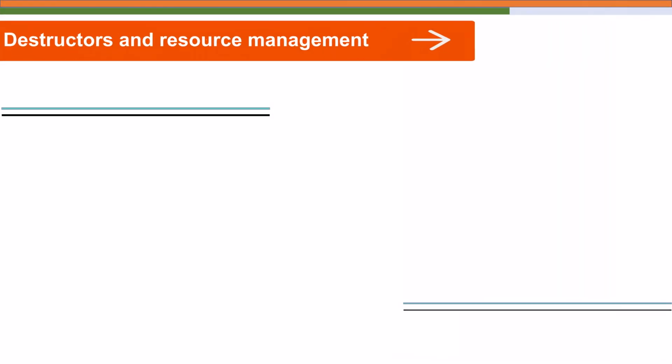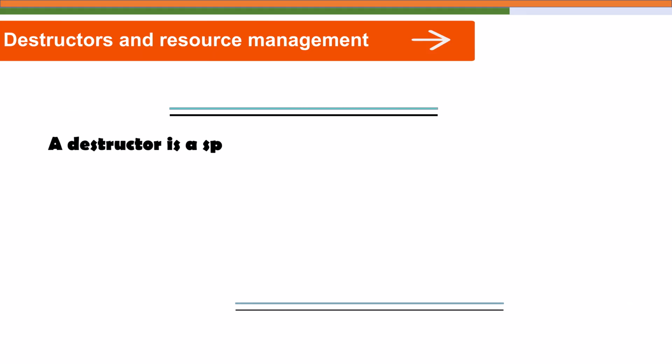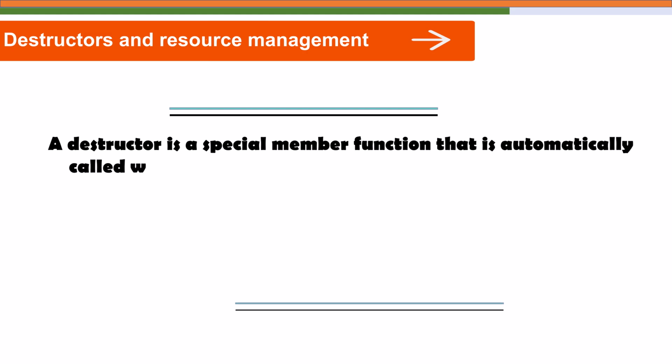In the last section, we saw how constructors help us to automatically initialize objects when they are created. Now let's look at the other end of the object's life cycle, which is when an object is no longer needed. When an object goes out of scope, for example at the end of a function or a program, C++ automatically calls another special function, that is the destructor.